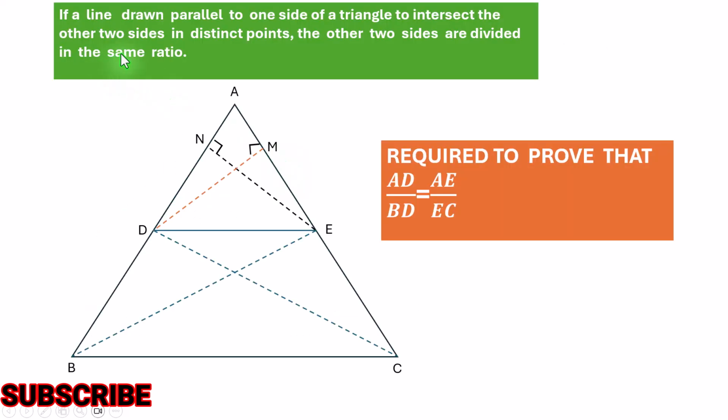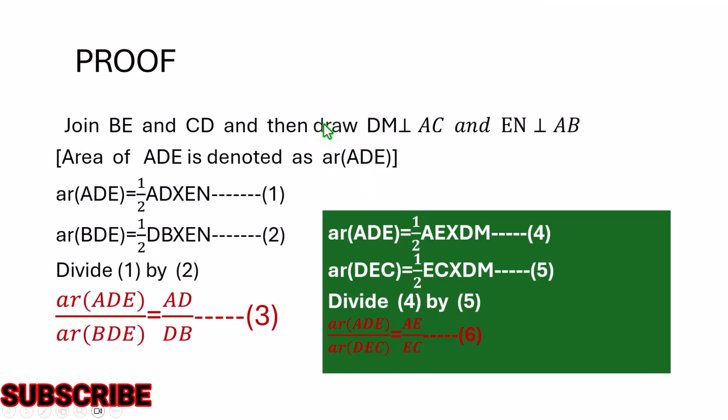So this is the statement of the basic proportionality theorem. If a line is drawn parallel to one side of a triangle to intersect the other two sides in distinct points, the other two sides are divided in the same ratio. Required to prove: AD by BD is equal to AE by EC. DE is parallel to BC. Then we are required to prove AD upon DB equals AE upon EC. So, go to the proof. Join B and E, and C and D, and then draw DM perpendicular to AC, and EN perpendicular to AB.